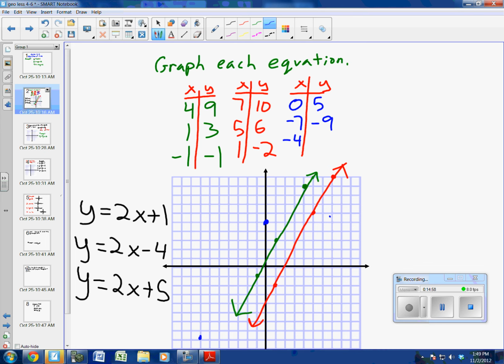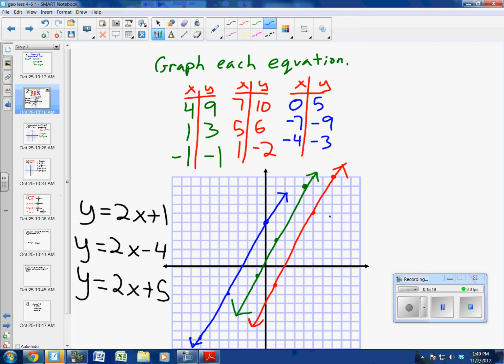-4. 2 times negative 4 is? Negative 8 plus 5 is? Negative 3. So negative 4, then 1, 2, 3, negative 1, 2, 3. Okay, that's it right there.